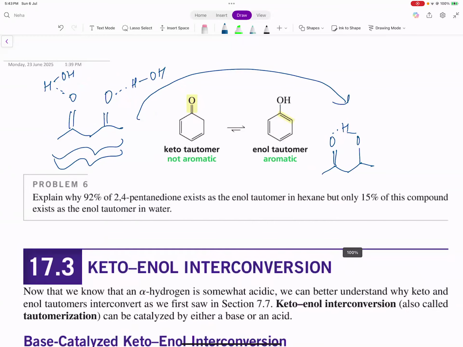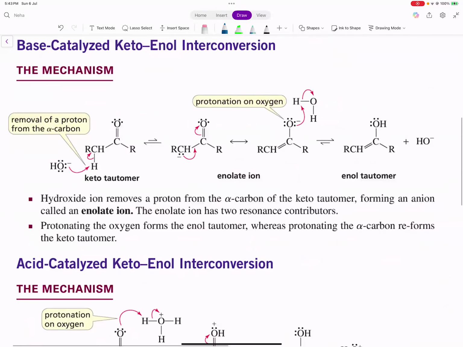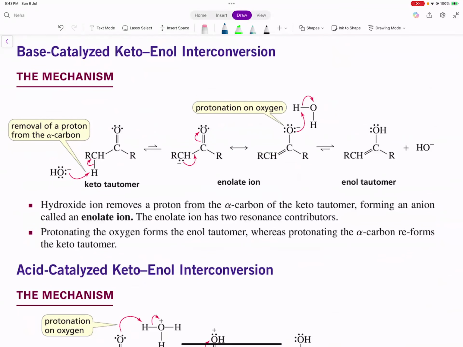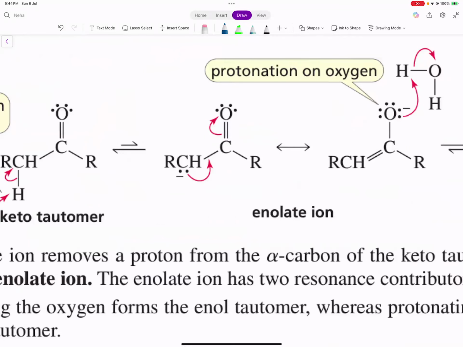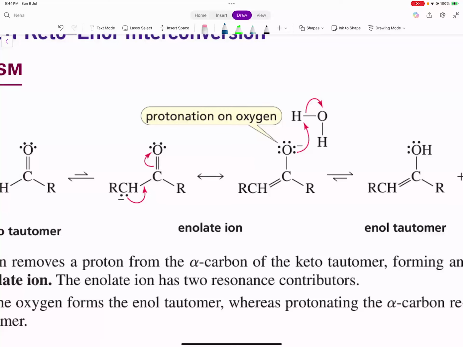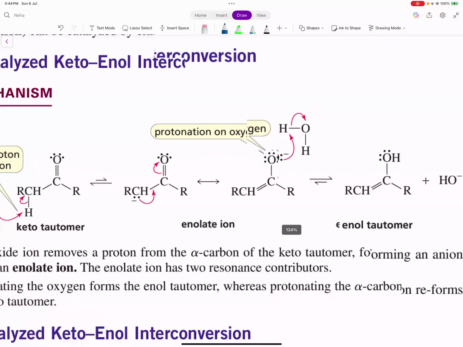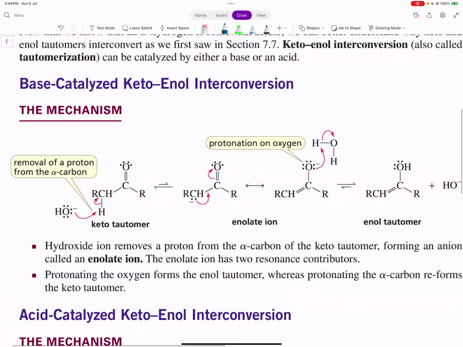Now keto-enol interconversion. See what is happening? We take a base. This is a keto tautomer. The base HO minus will pick this proton. We'll get this carbanion, and this carbanion can delocalize. Again, O minus can pick up a proton and we get an enol tautomer. So this is base catalyzed keto-enol interconversion.